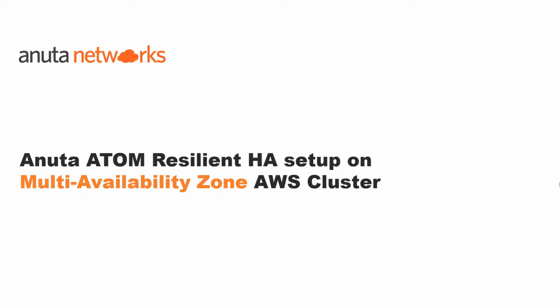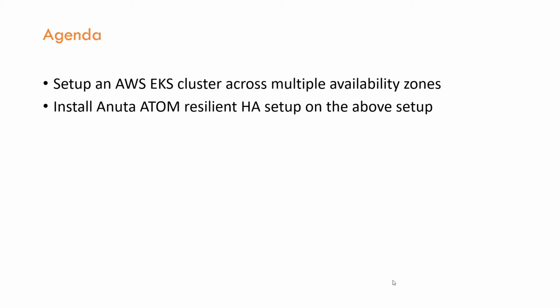Hello everyone. In this video, we will see how to install Anuta ATOM on AWS Cloud in a multi-availability zone HA cluster. ATOM supports deployment across multiple sites to support high availability in the event of a site failure. This requires ATOM components to be deployed across multiple sites or availability zones.